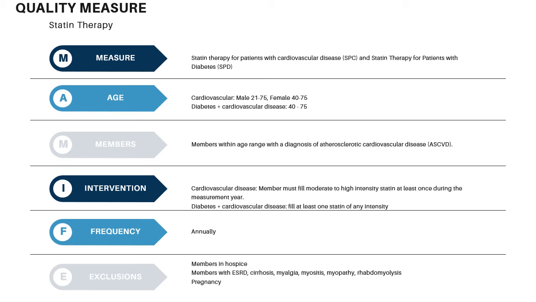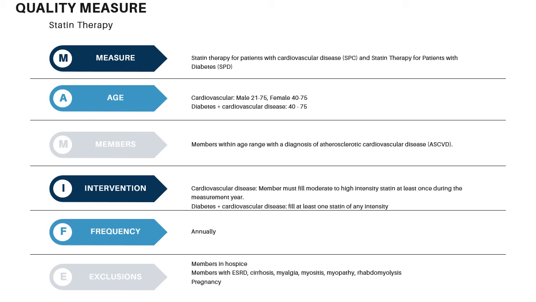In general terms, the benefits of statins to prevent non-fatal myocardial infarction, revascularization, stroke, and CVD mortality far outweigh any potential harm related to the drug. We're going to take a look at 2 specific statin therapy measures. The first is statin therapy for patients with cardiovascular disease, and the second is statin therapy for patients with diabetes.